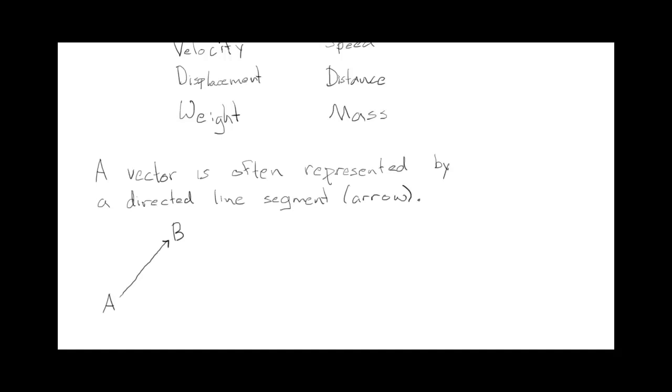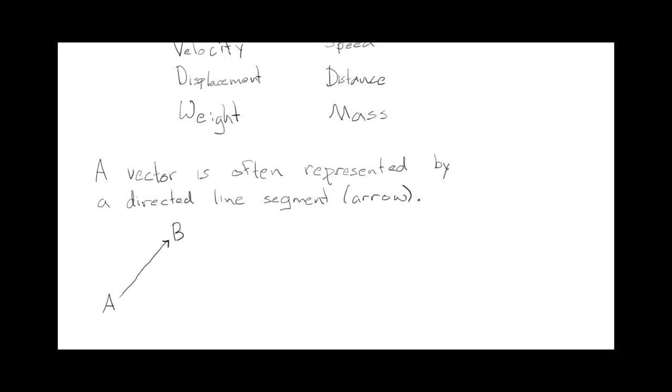Okay, so it's not a definition, but the way we represent a vector is usually with what we call a directed line segment, or in other words, an arrow. So this arrow here represents the vector that we'll call AB. It starts at A and goes towards B. The magnitude is represented by the length of the vector, so the bigger the arrow, the greater the magnitude. And the direction is where the arrow is pointing.